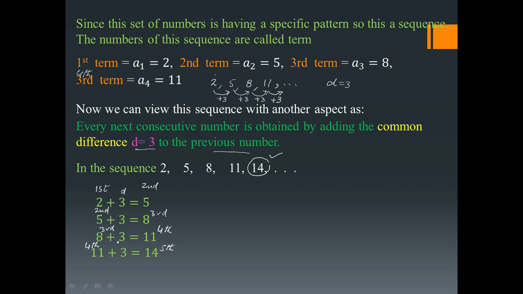So what will be the next term? If we are taking 14, this is the fifth term, and we are adding 3 with it, then we will be getting 17.